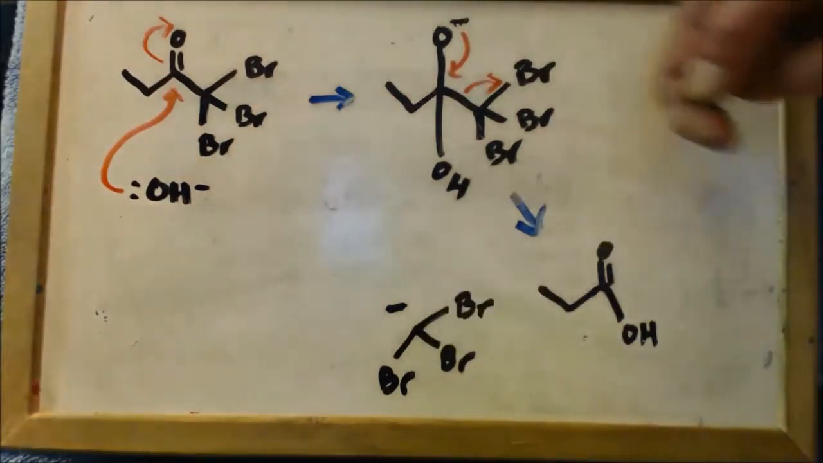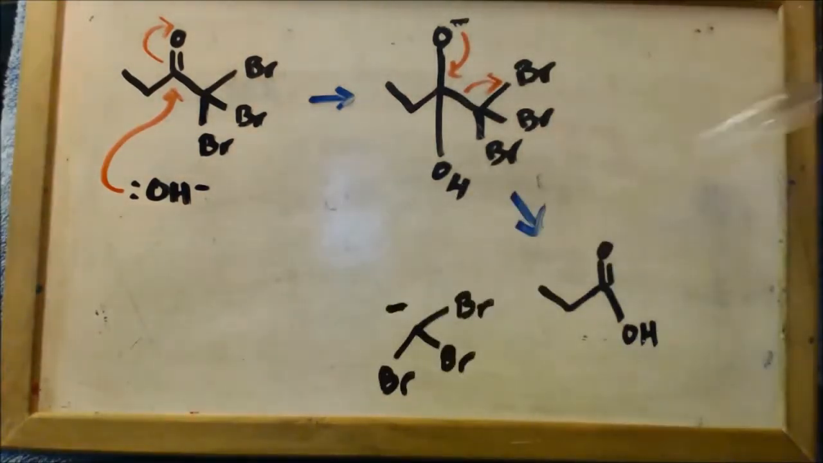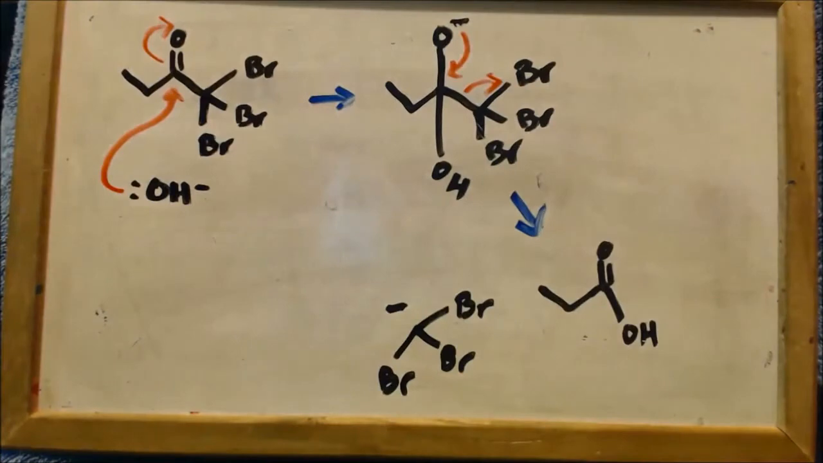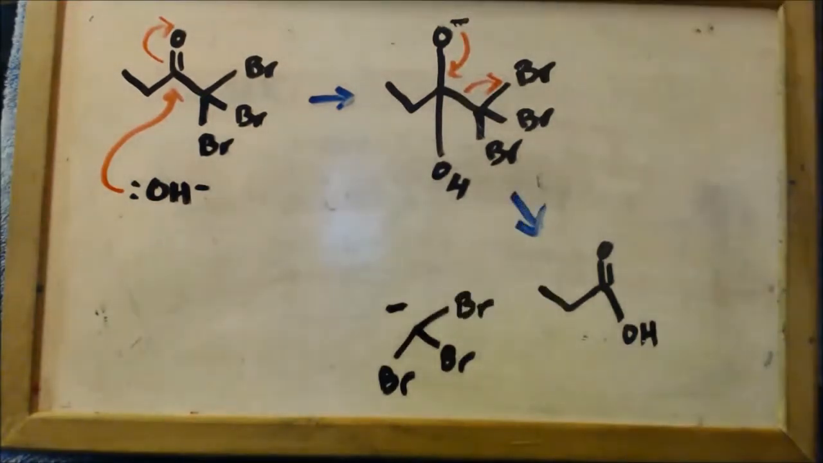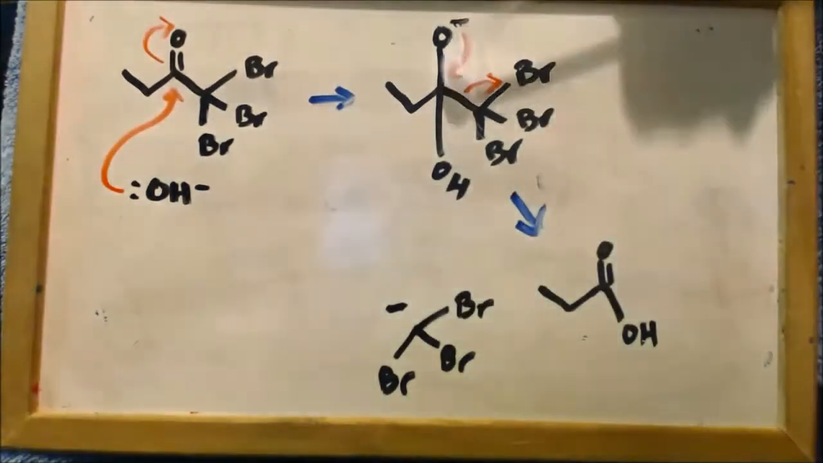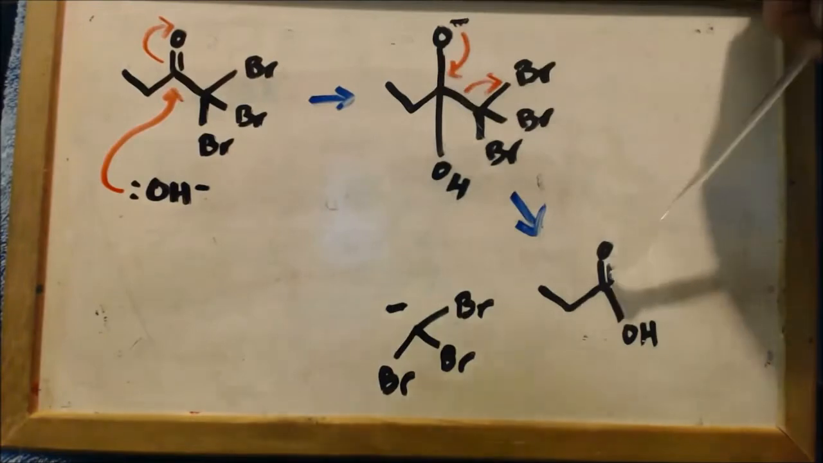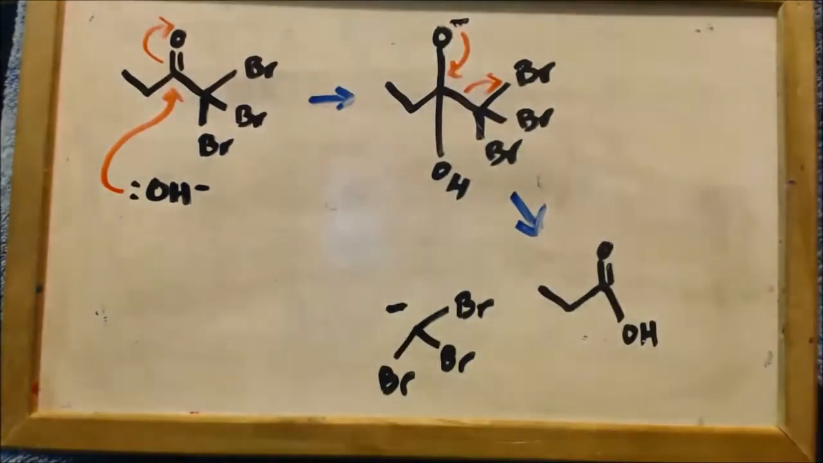This is more stable. It has all them bromines, man. But bromines love negativity. They ain't going to mind that negative charge there, especially with 3 of them there. So it kicks that off, and you end up with your carbonyl with an OH group. Here's your carbonyl, and here's your OH group. And what is that?